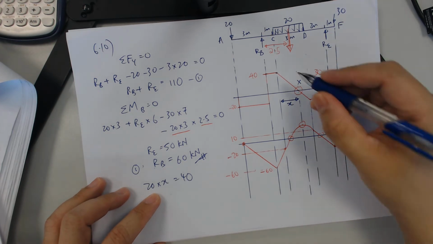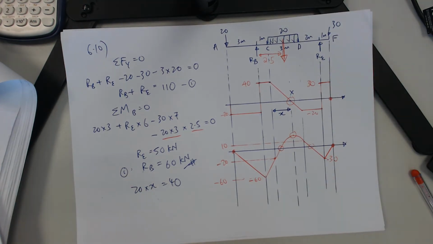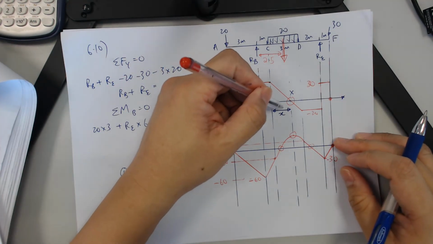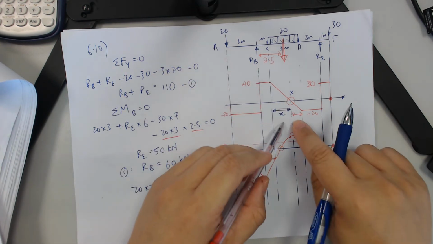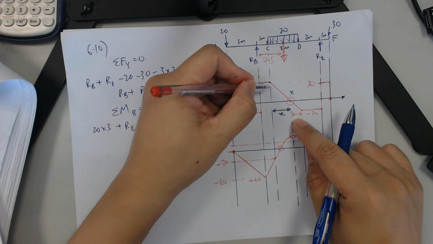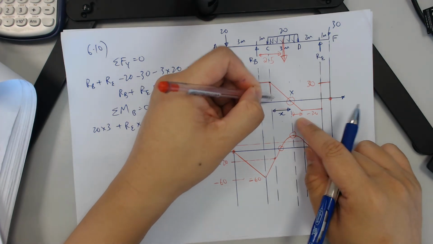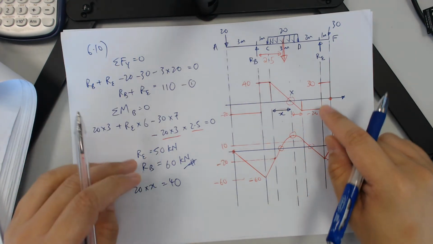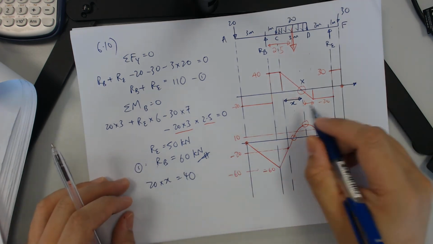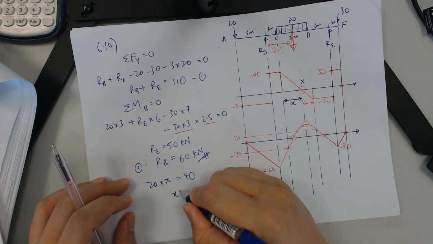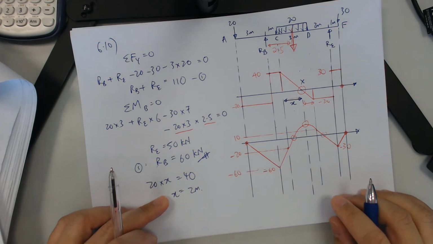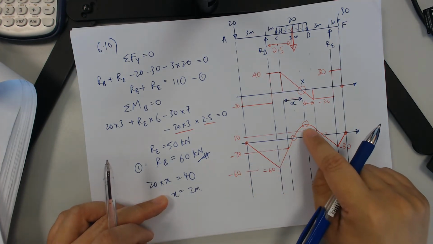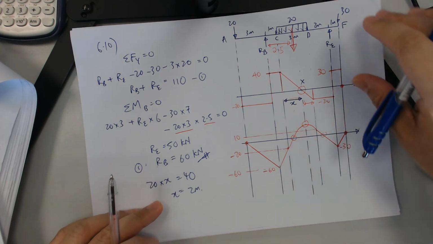Okay, so the equation is 20 times x equals to 40. Okay, you can also use the similar triangles. Similar triangles, you have to compare this x distance with this distance, versus this height of 40 with this height of 20. Okay, give it a try. But for now, we are able to find that x is 2 meters. Okay, after we find this, then we can find this value, maximum bending moment.